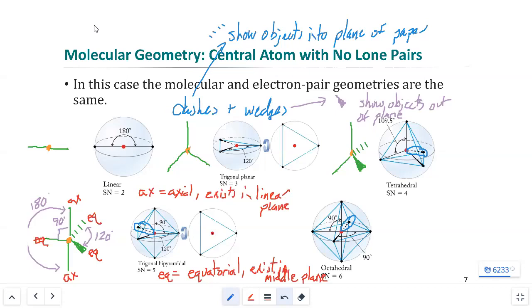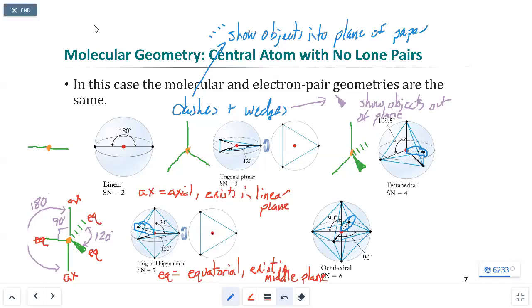So there will be occasions, and we're not far from them, where we're going to need to refer to the axial positions and the equatorial positions and note that they are different. And those differences are going to be important when we start looking at where to put electrons instead of atoms, because electrons and atoms behave differently in structures.